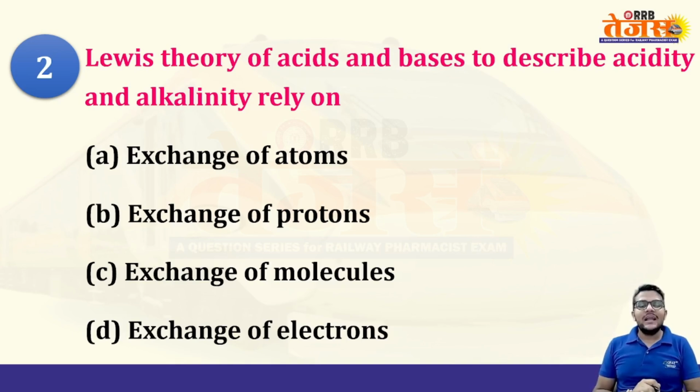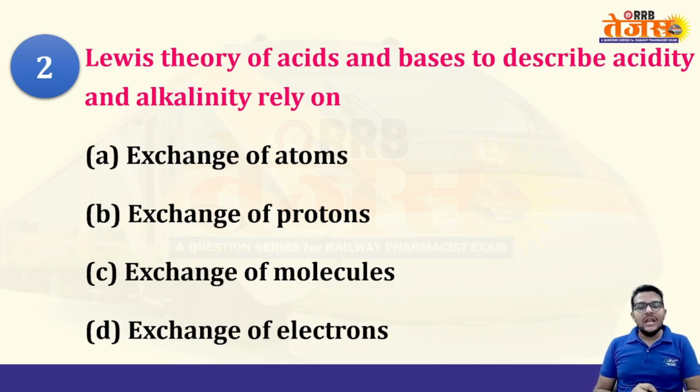Next question we have is on Lewis theory of acid and base: describe the acidity and alkalinity that rely on. We basically have Arrhenius theory, Bronsted-Lowry theory, and Lewis theory. The Bronsted theory is also about non-aqueous medium, and your non-aqueous titration as well as Karl Fischer titration are also based on the Bronsted concept. In this question they are asking the Lewis theory of acid base describes acidity and alkalinity on which basis?